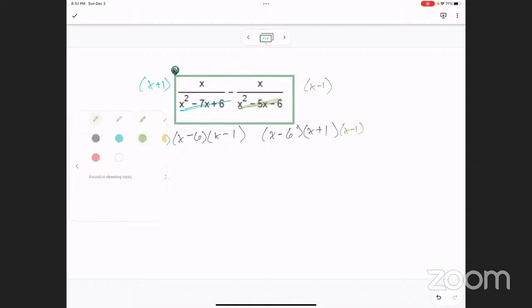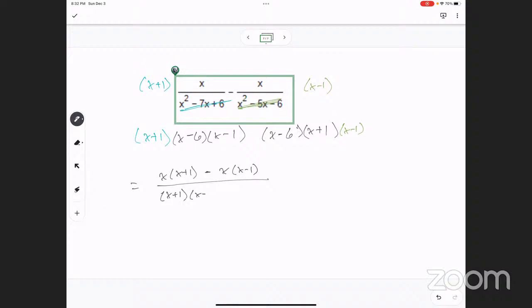So this equals x times x plus 1 minus, be careful with that minus, x times x minus 1 all over this whole mess. And let's not multiply it out. Let's just leave it. Got it? Yeah. Now simplify that. So what's that going to be distributed? Tell me what to write. I'll let you tell me.